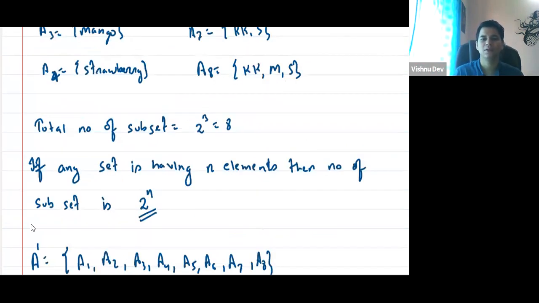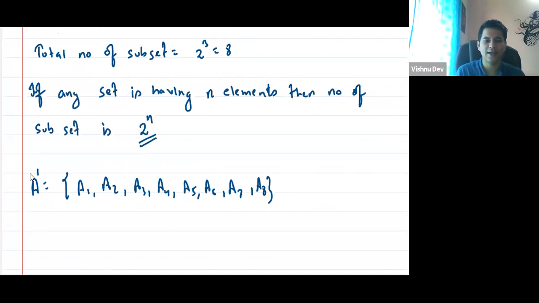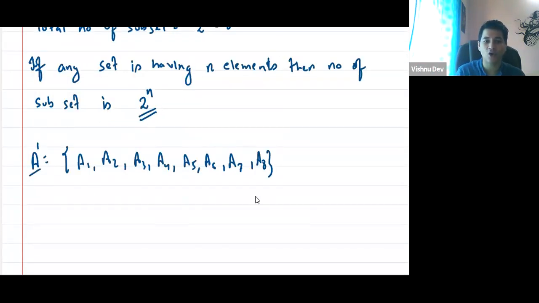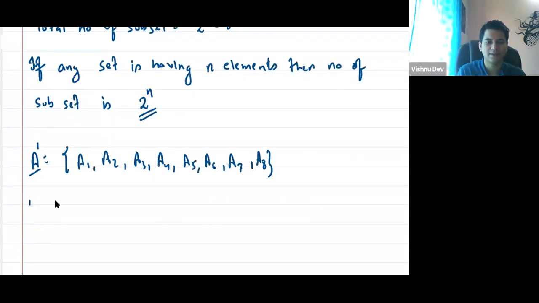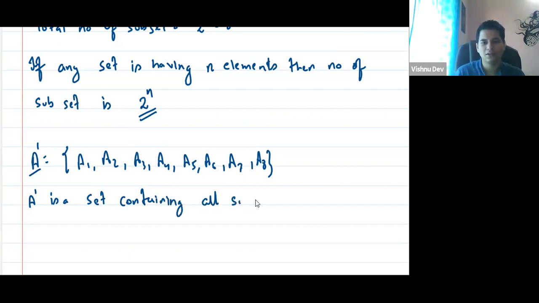And what is A dash? So I can say A dash is a set which contains all the subsets of n. So I'll just write it like this: A dash is a set containing all subsets of n in the above problem.